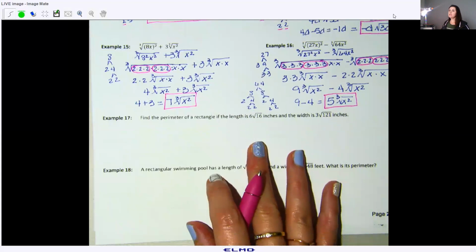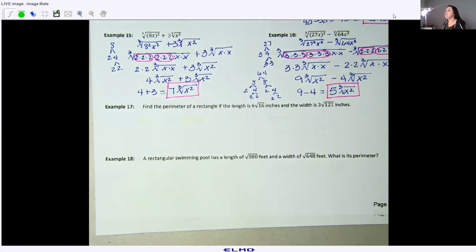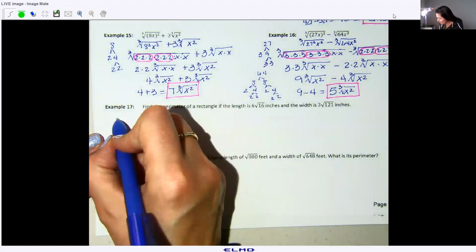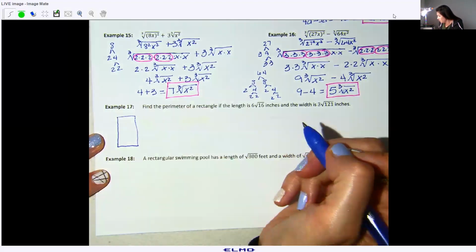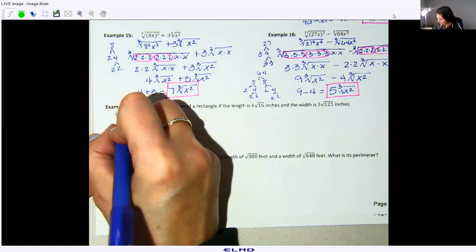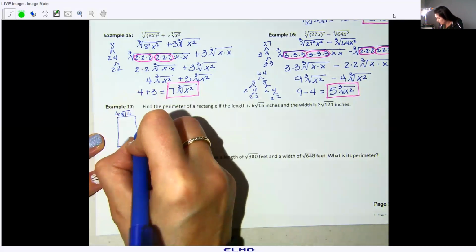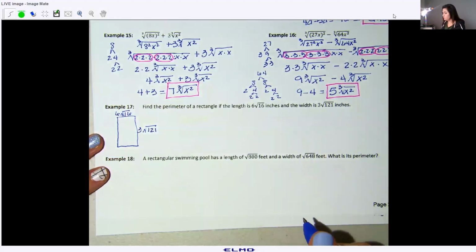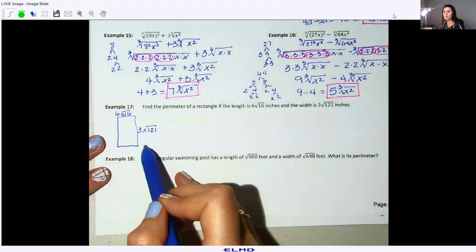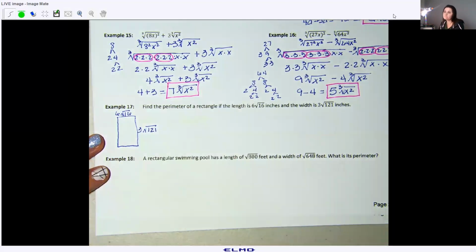All right, number 17, find the perimeter of a rectangle if the length is 6 square root of 16 and the width is 3 square root of 121. Okay, so we have a rectangle here. Let's see, we have 6 square root of 16, and then we have 3 square root of 121. Okay, so the first thing that we need to do is factor these out so that we can see if they have like radicals and see if we can add them all together.